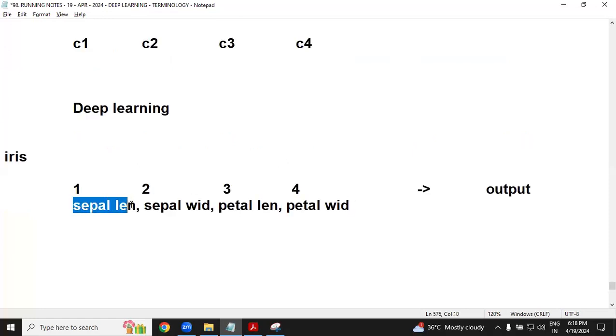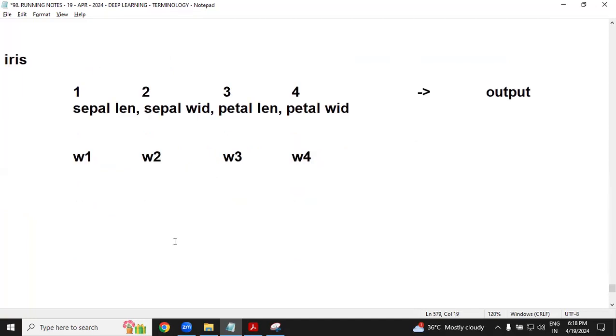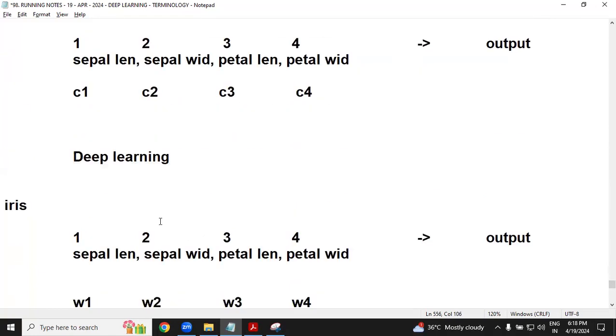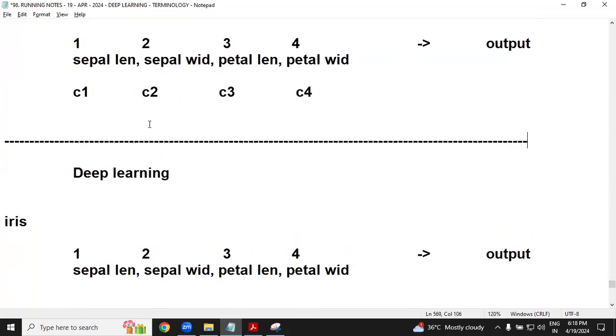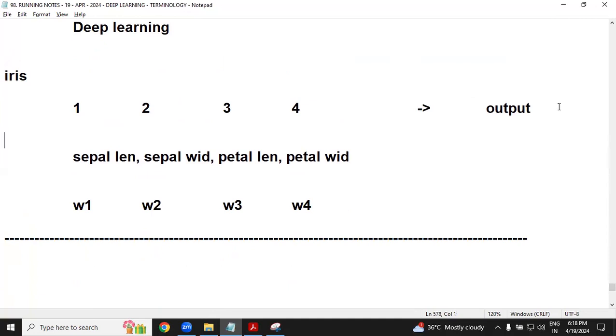For every input, what does it have? Yeah, W1. Next one is W2. Next one is W3. Next one, W4. What do you mean by W1? Did you understand? Good. Keep in mind, it can be one weight or multiple weights actually. Don't focus too much on that. Every input has a weight.